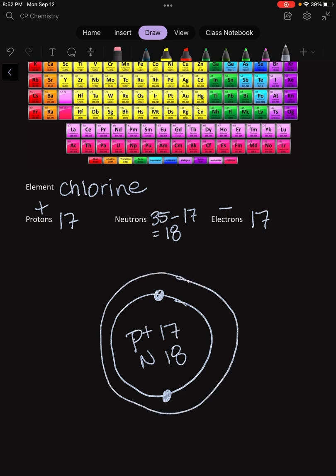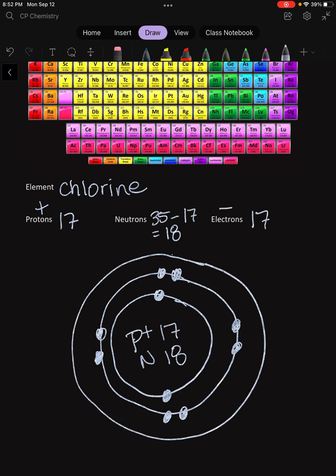And then you draw another shell. And these can hold up to 8. It's called the octet rule because they can hold up to 8. Okay, so now we have 8 on the second shell, 2 on the first shell. That's a total of 10. We still got to do 7 more. So we're drawing another shell. And we're going to put 7 on it because it can hold up to 8 as well. But we only need 7.